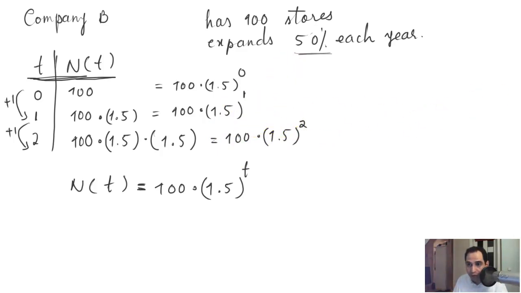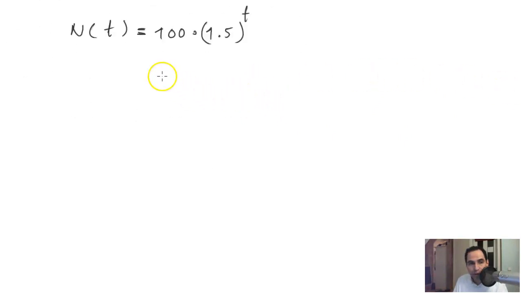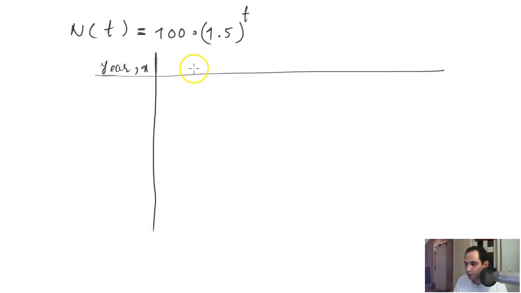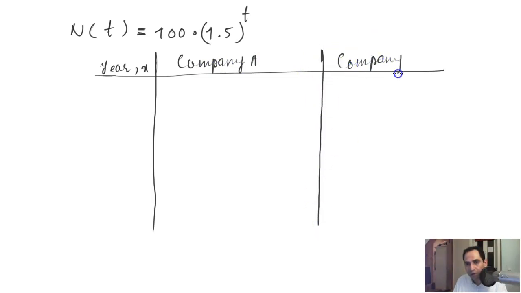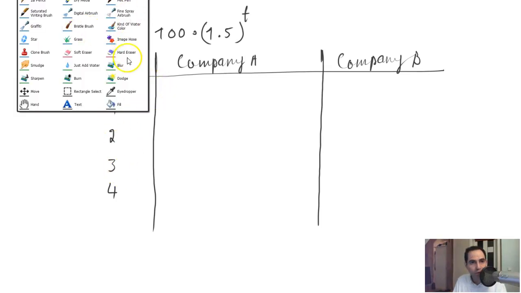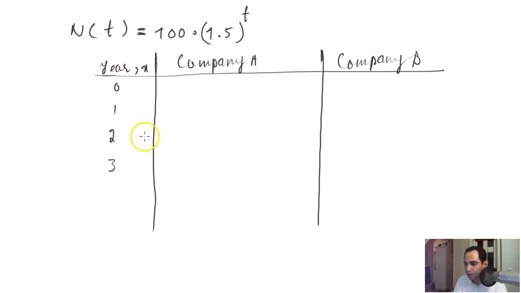So basically, now we want to compare these two companies together, and you can do another table, put both of them next to each other. This is your year, and they have called it X, and this was stores, company A, and this is company B. So your company B has gone from 0, 1, 2, 3, 4, and 5. So basically up to 3.